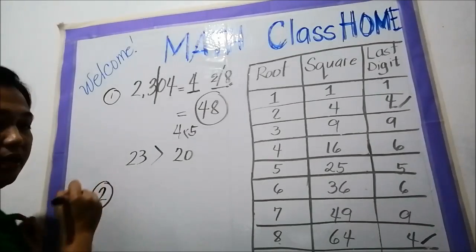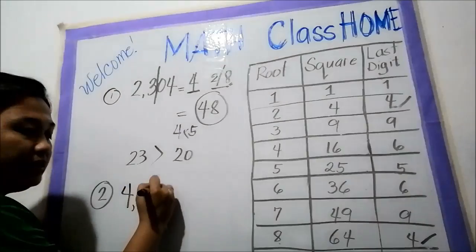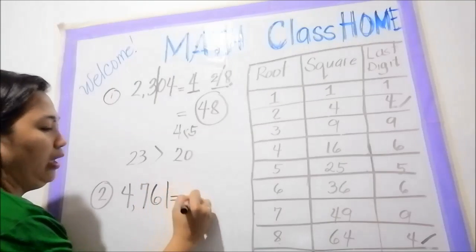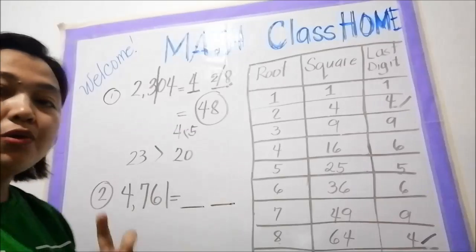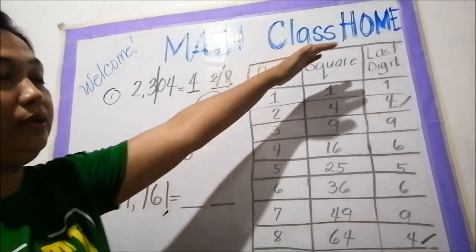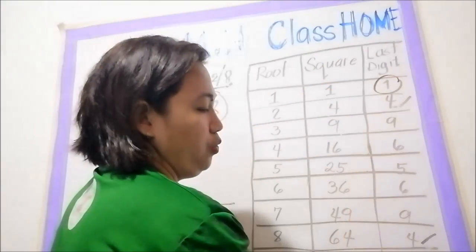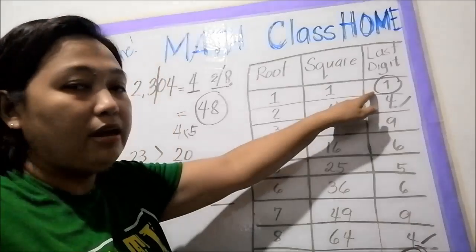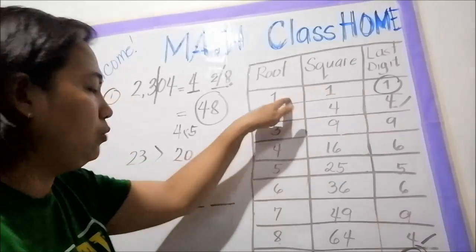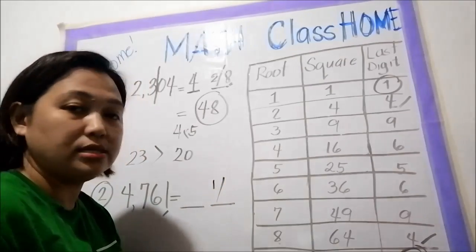Second example, say you have 4,761. Our last digit here is 1. So again, take a look at the table. We have here 1 and 1. Here, the square root is 1. And here, the square root is 9.